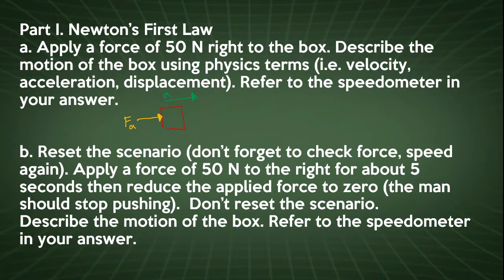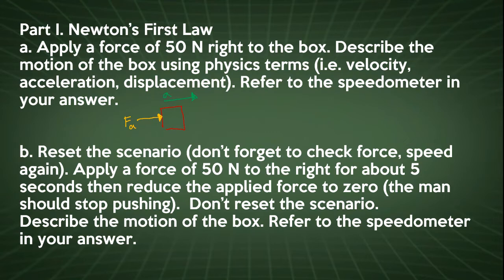For number 2, or letter B, you now reset the scenario and then you apply a force of 15 Newton to the right for about 5 seconds. Then you reduce the applied force to 0. Do not reset the scenario, and then you are to describe still the motion of the box.